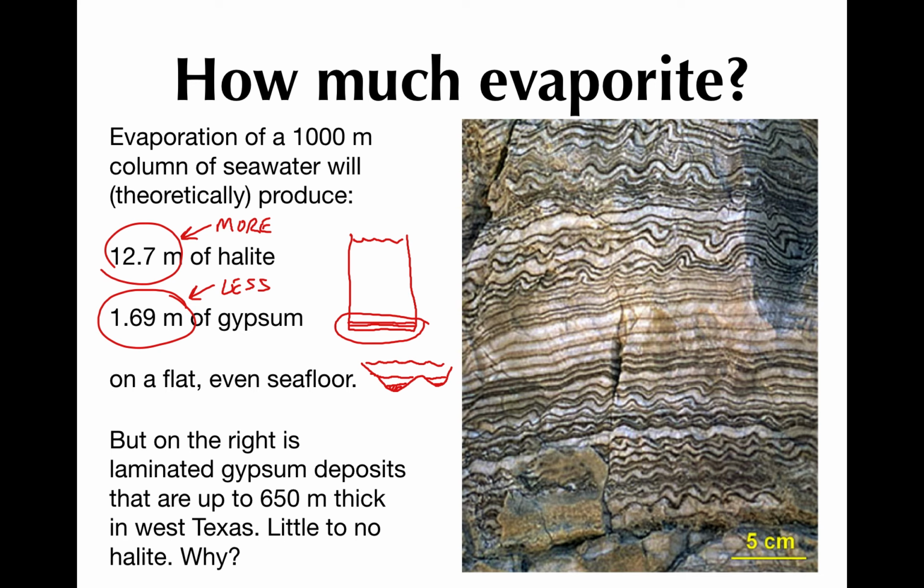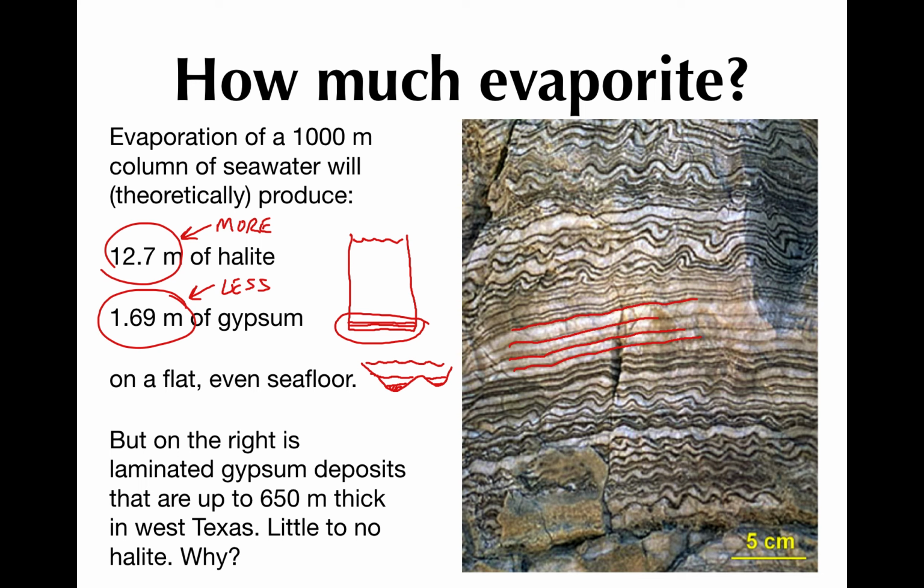However, in a lot of ancient deposits, such as the one photograph on the right here, this is all laminated gypsum. The white are gypsum deposits, and the brown are thin mud deposits, and these have been deposited in annual layers called varves on the floor of an evaporating sea.